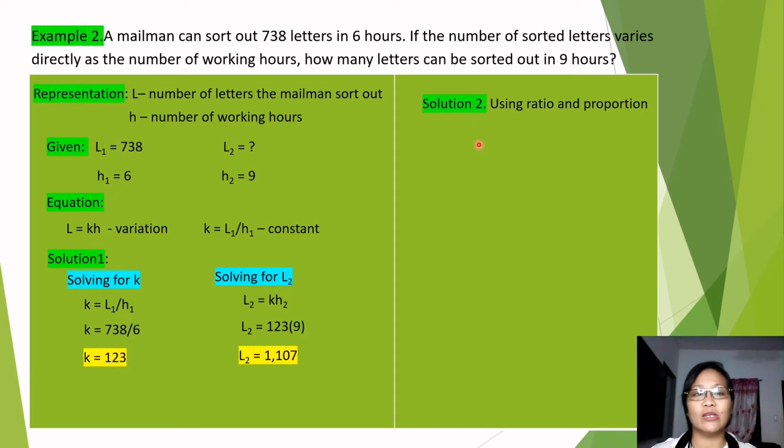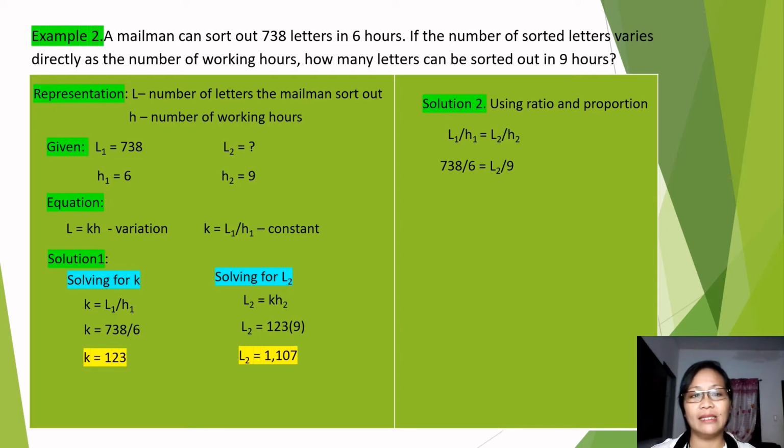Solution number 2, we're going to use the ratio and proportion. So for our equation, we have L sub 1 over H sub 1 is equal to L sub 2 over H sub 2. Then substitute the given. For L sub 1, we have 738 over H sub 1, which is 6, is equal to L sub 2, which is our unknown, divided by H sub 2, which is 9.